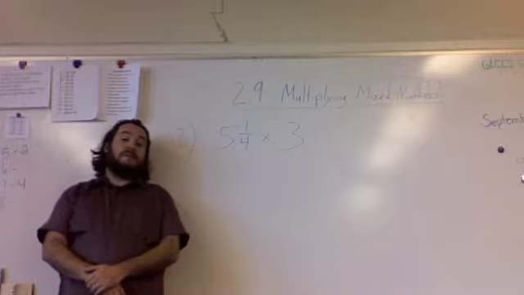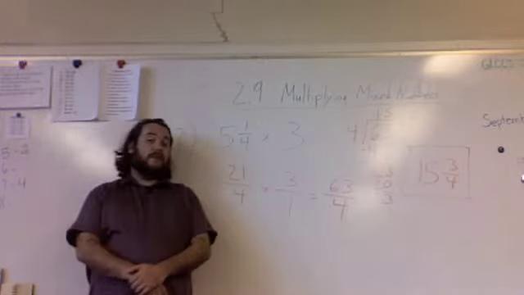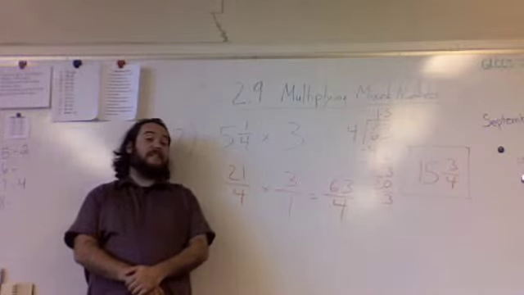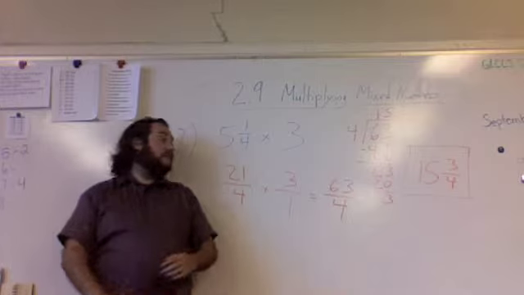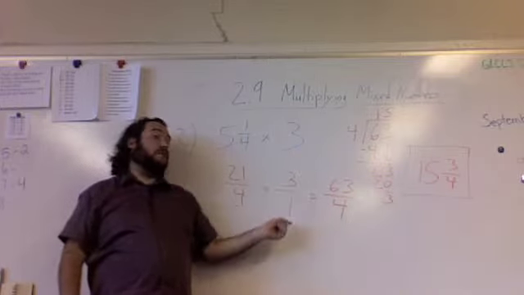The last problem I want you to try on your own is 5 1/4 times 3. Now again, there's a little bit of a trick here, so let's see if you can figure it out. Hit pause, and when you hit play, I will give you the answer. The correct answer to this problem was 15 3/4. Did you remember that you could turn the whole number 3 into 3 over 1?